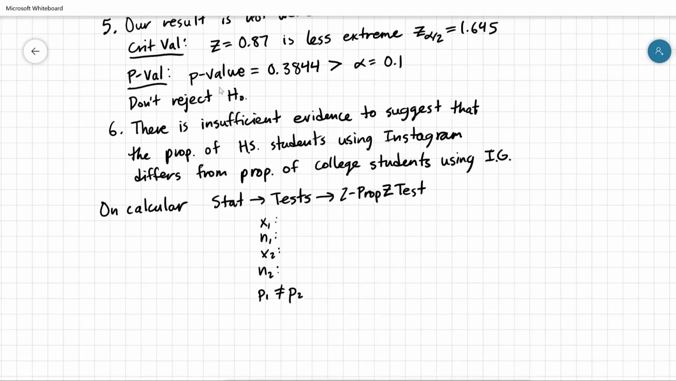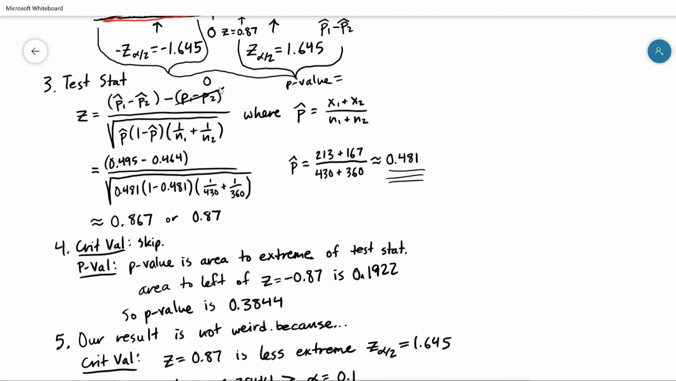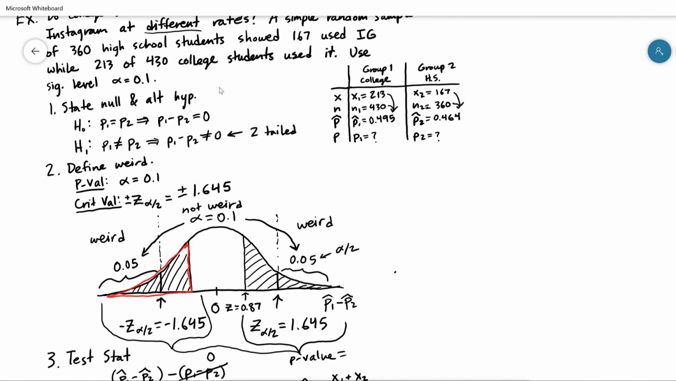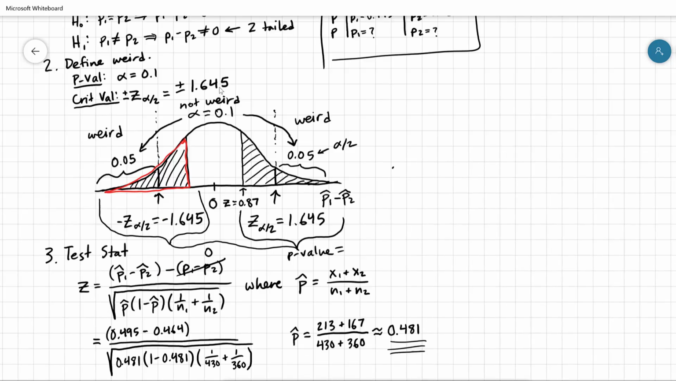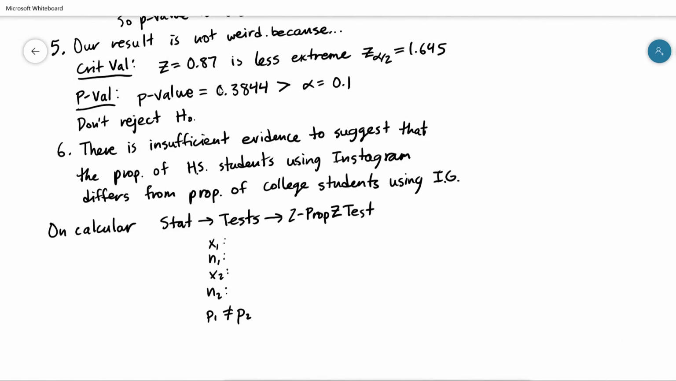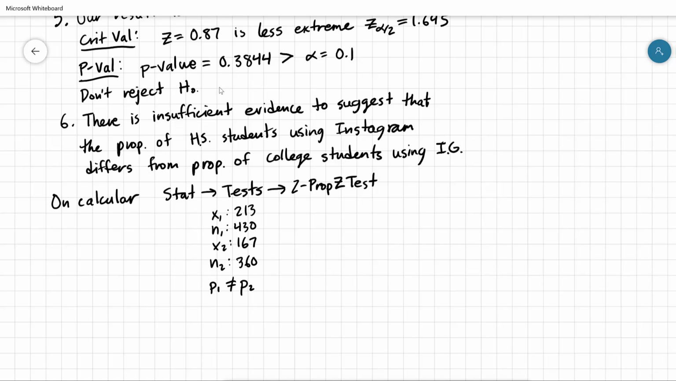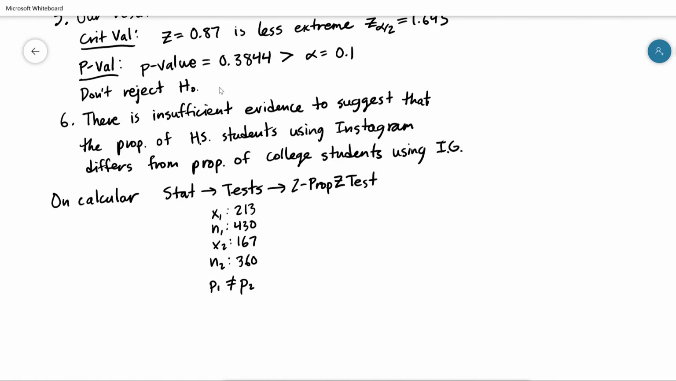And we just need to go in and use the values that we used in our table up here. So just use all of these values from the table. So x1 is 213, n1 is 430, and so on. So this was 213 out of 430. The other one was 167 out of 360. Once we've got all of those in place, let me type mine in real quickly. Make sure I get the form of my alternate hypothesis correct and hit calculate.